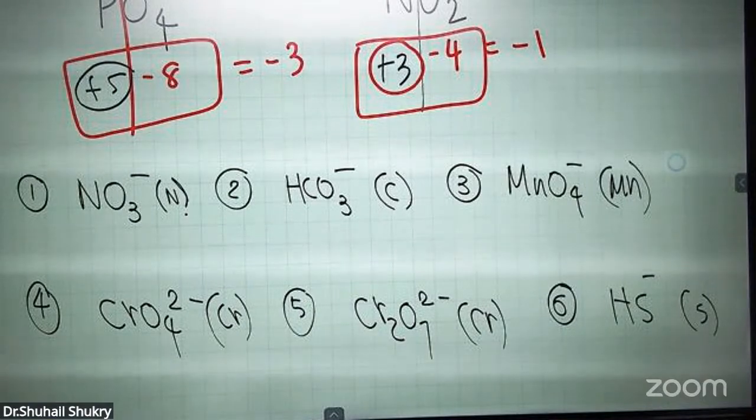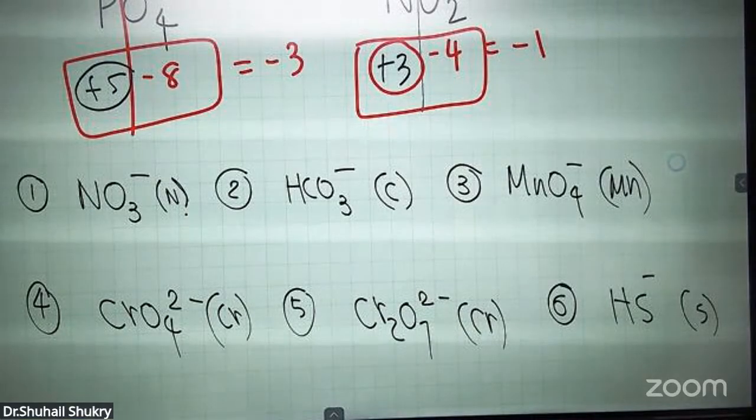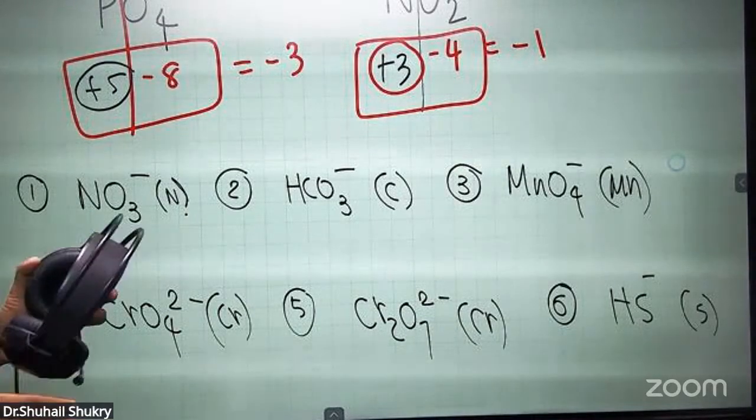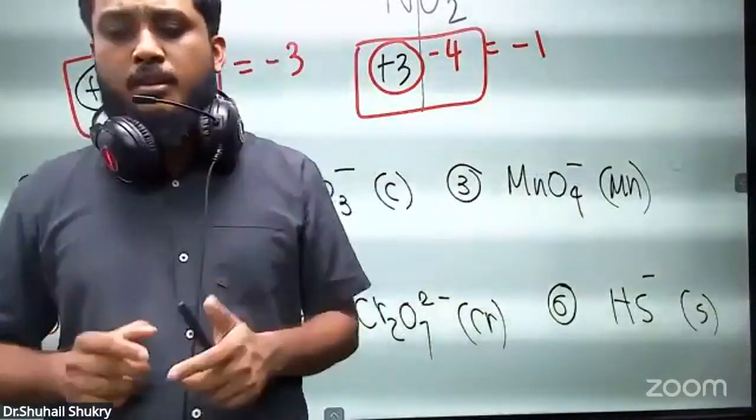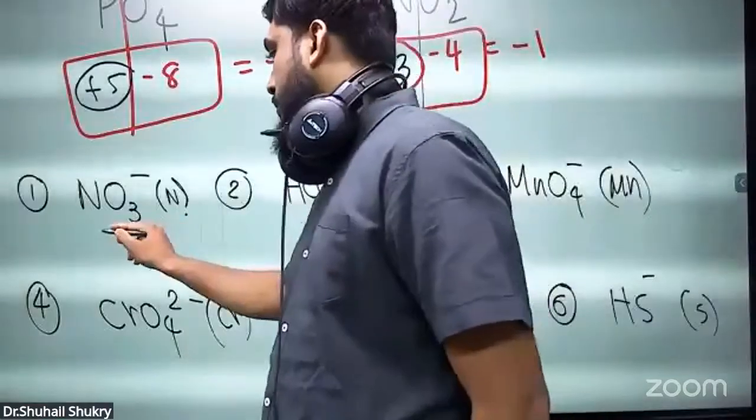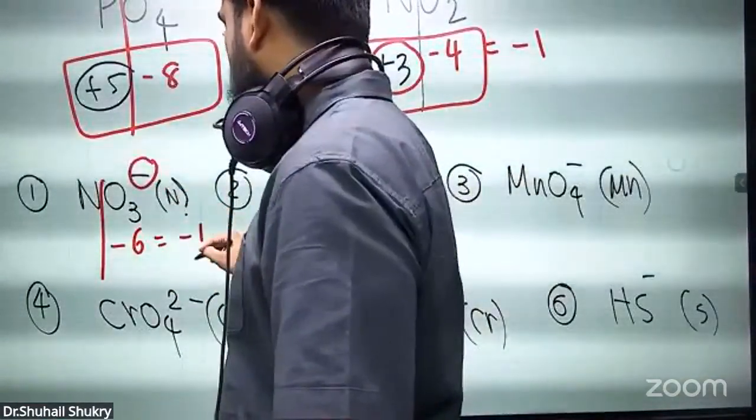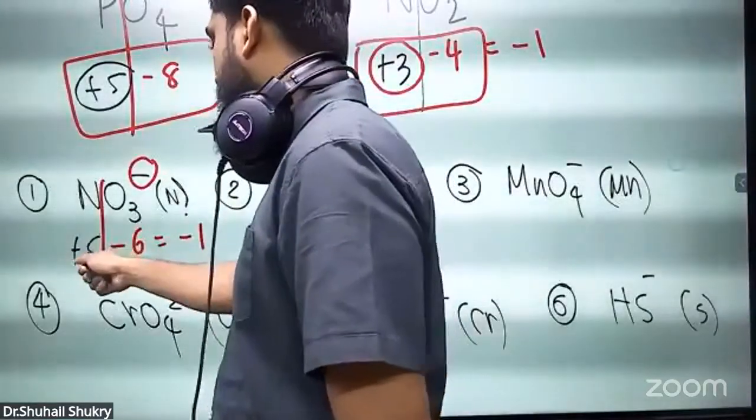Right. Now, let's say this. NO3 minus. How can you say this? Oxygen is minus 6, equal to this minus 1. Then I should get here plus 5.